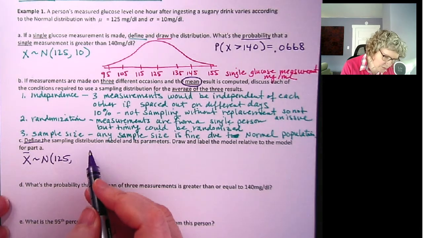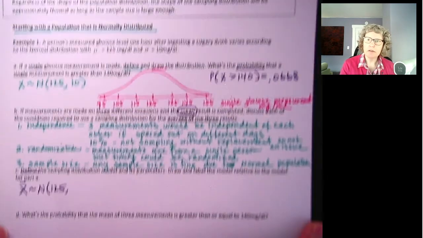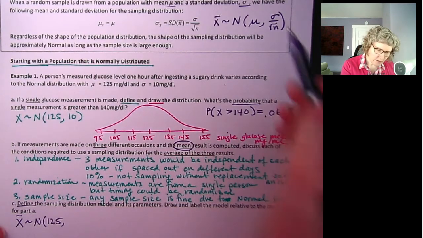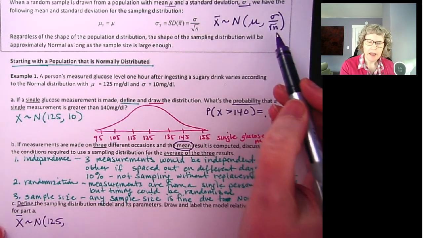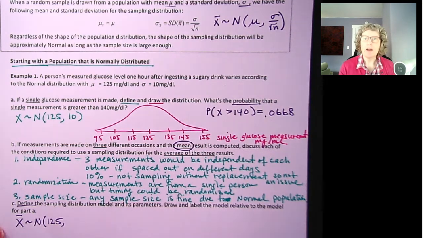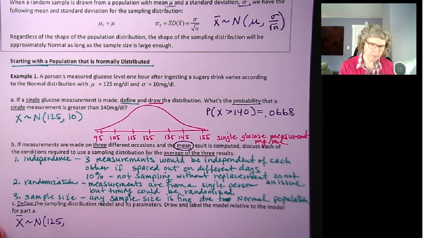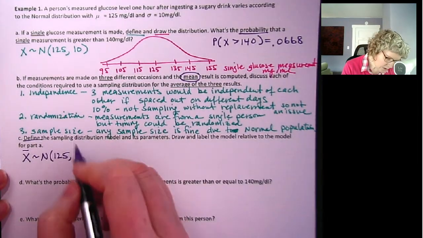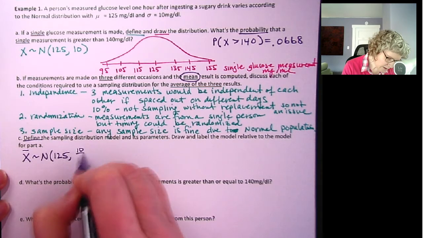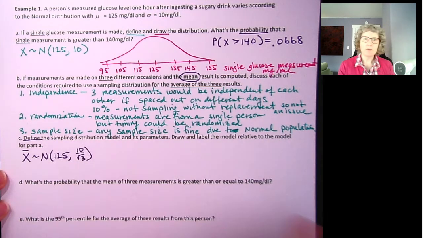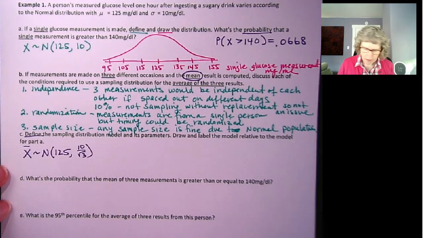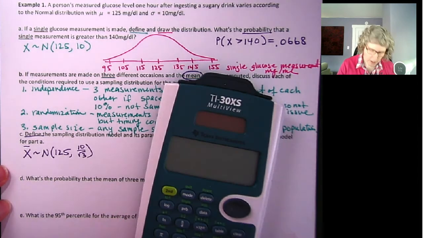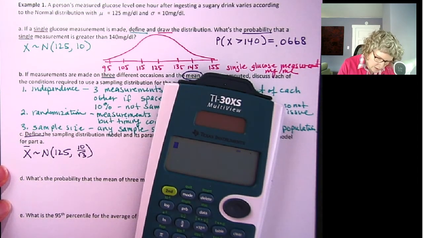So for our new standard deviation, we're going to use this formula, sigma divided by the square root of n. And n is the number of things we are averaging. So in this case, 3. So our standard deviation is 10 divided by the square root of 3. Okay, so I'm going to get to my calculator for that. 10 divided by the square root of 3.